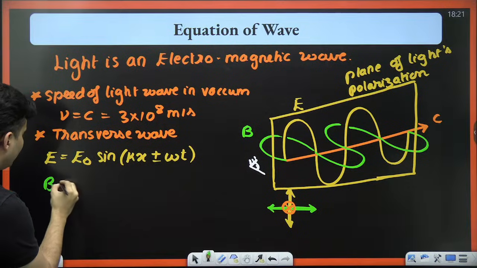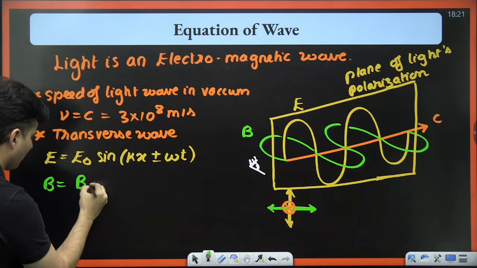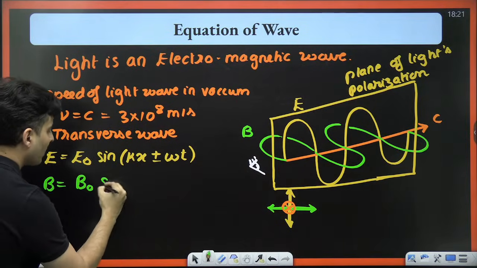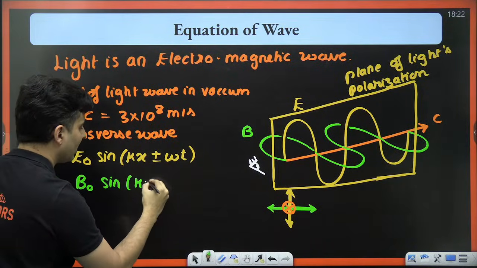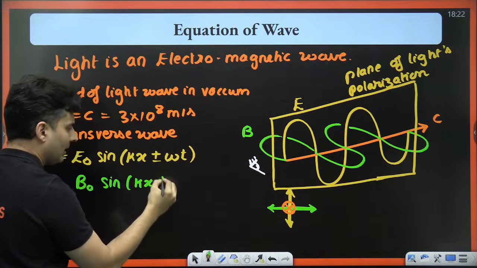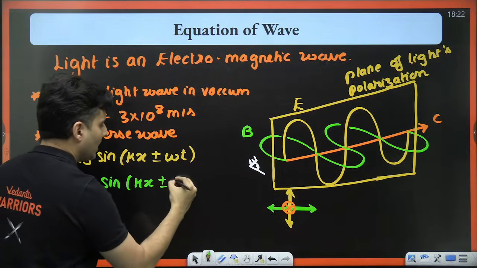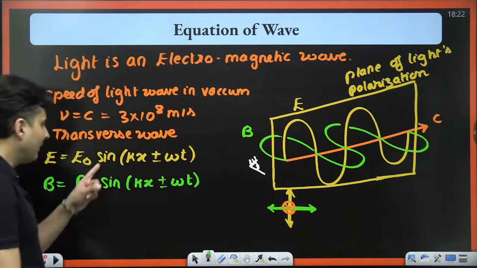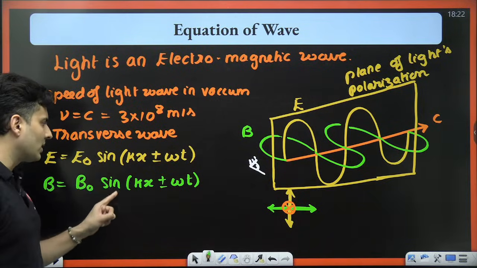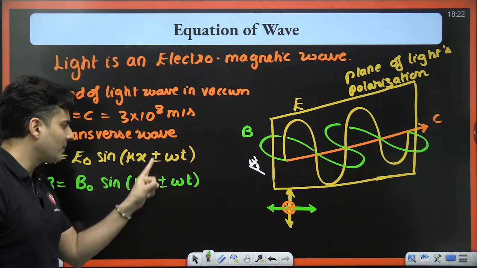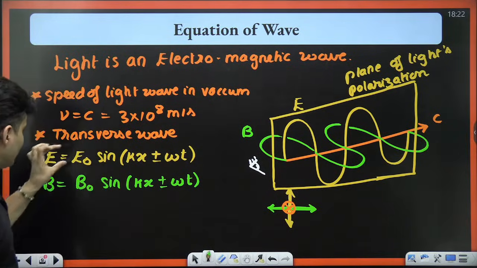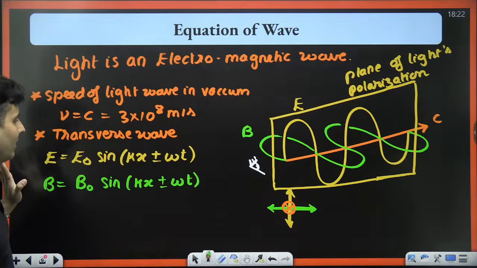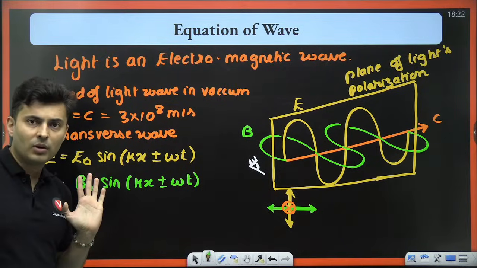The magnetic field will have a very similar equation. Magnetic field amplitude times sine. Whatever I start with here, I write the same thing over here: kx plus, then plus; if it is minus, then minus, and then omega t. If it is sine, use sine. If it is cos, use cos. kx plus or minus omega t, same order, just that instead of electric field, there will be magnetic field. Is that okay, my dear warriors?